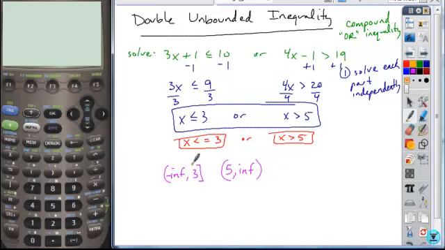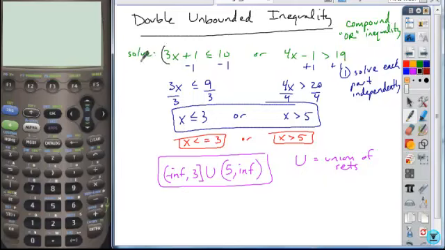And then when you have multiple intervals in a solution set, you need to use the U. The U represents union of sets. It just means that there's more than one set or interval within the solution set itself. And now, do you guys think your calculators will solve this for you? They're pretty powerful.